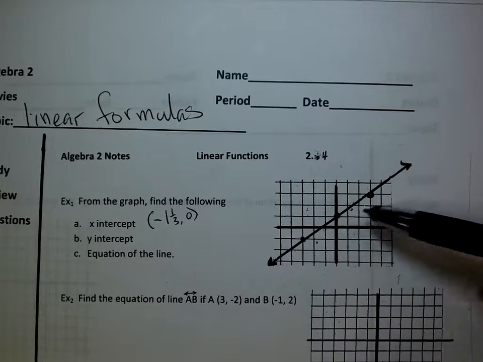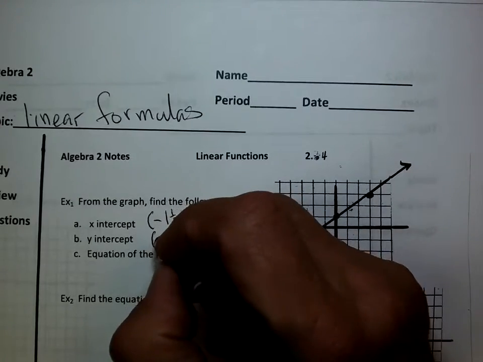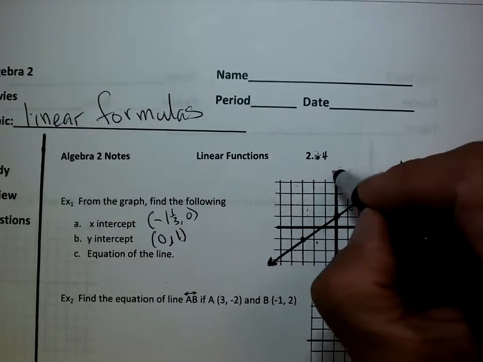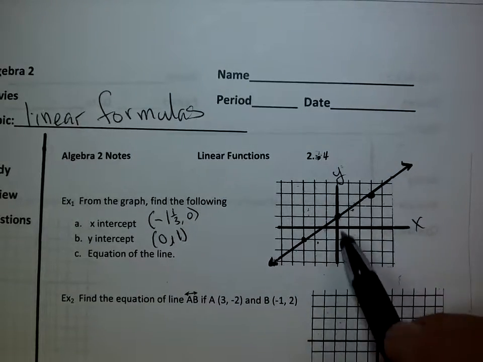The y-intercept, it's at 1. So the y-intercept is at 0, 1. I'm just getting it from the graph. I'm just looking. There's my y-intercept. That's my y-axis, my x-axis. So my y-intercept is right there.